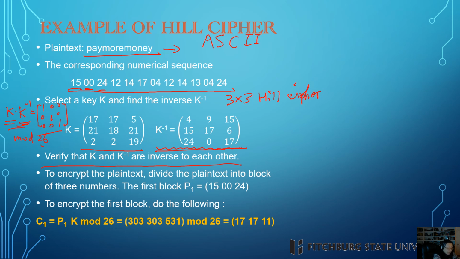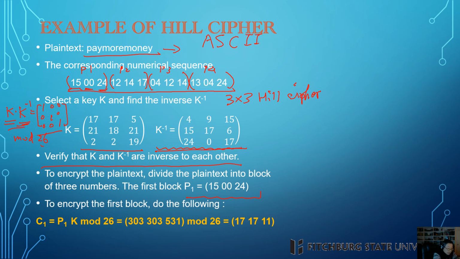Now to encrypt the plain text, we divide it into blocks of 3 numbers, because we're going to multiply each vector with the matrix. The matrix is 3 by 3, so the vector should be 1 by 3, which means 3 numbers. So we divide this into blocks of 3, and we call them P1, P2, P3, and P4. The first one, P1, is 15, 0, 0, 24.